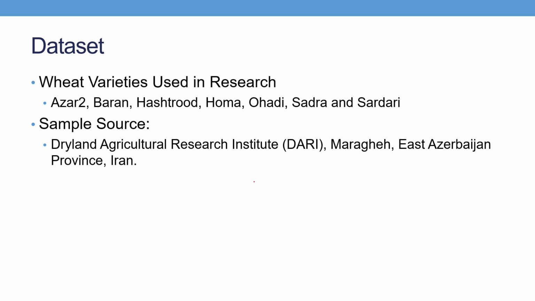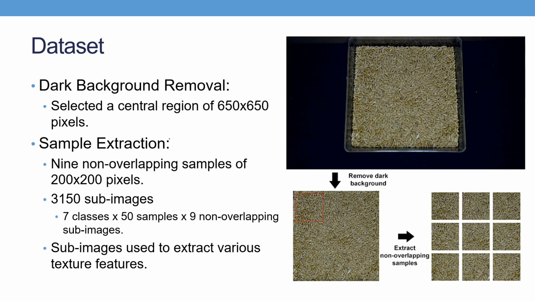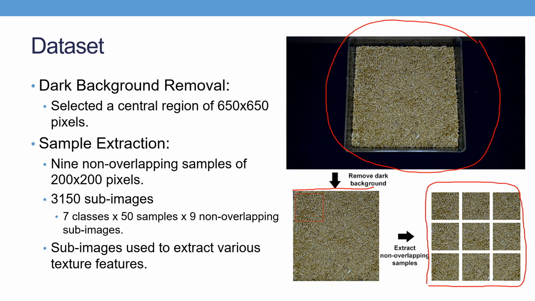For this, we use a dataset that contains some varieties of wheat, in this case these ones, and these samples were collected by the Iranian Agricultural Research Institute from Iran. The dataset is like that, some images of wheat varieties. They have a black background, which was removed, and the remaining image was cropped into non-overlapping samples. So we have here an example of the texture patterns that we are using for each class of wheat.